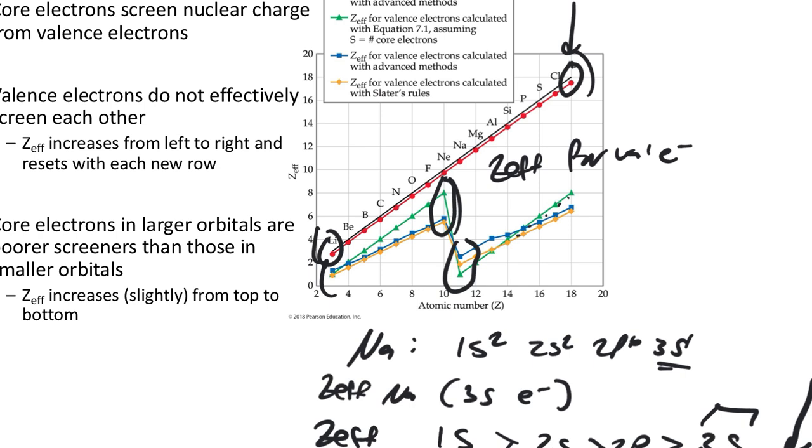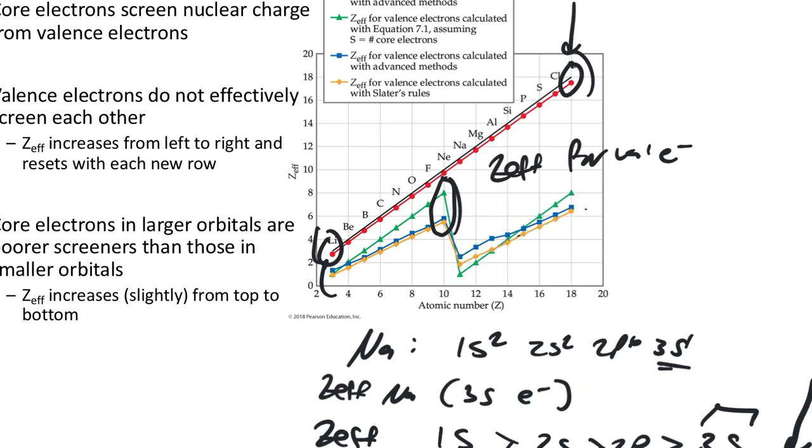But if you notice, the blue and the yellow curves are just increasing with a little bit of pattern to it. So when we look at our curve for the green, you see an increase in effective charge from left to right. And then with the blue and the yellow, you're seeing an increase as well, just a little bit more nuanced. And so you see those increases from left to right.